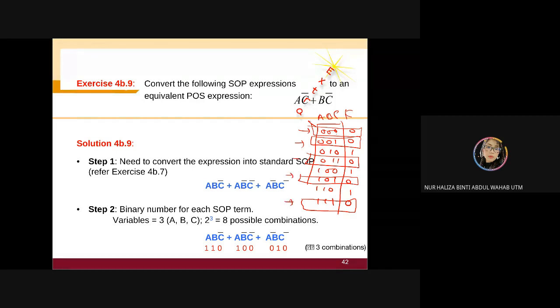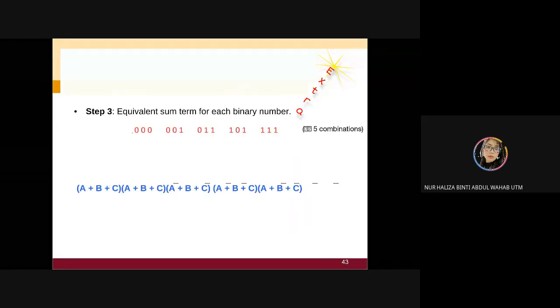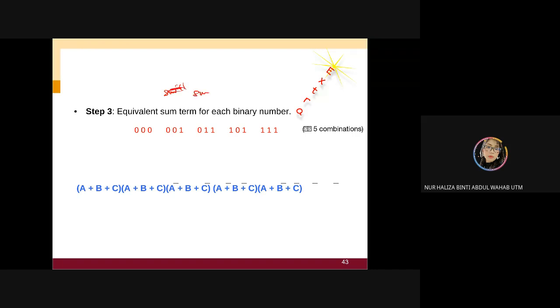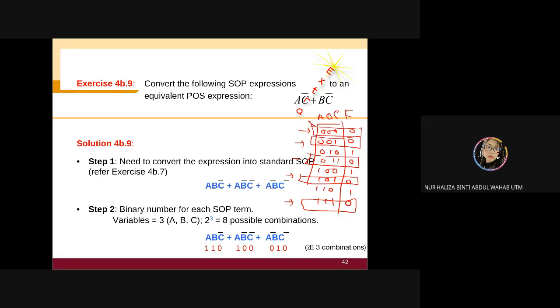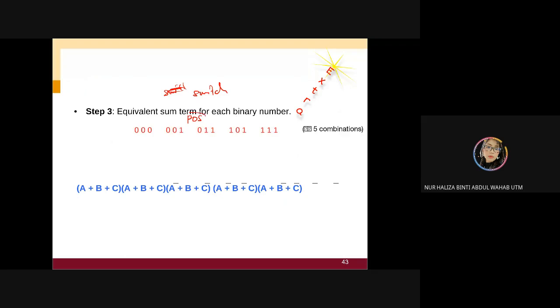From here, okay, go to the next slide. This is all the values that you pick from the table you were drawing just now, and switch your mind. Now you are dealing with POS. Why? Because you are picking from output 0, output 0, output 0, output 0, and output 0. So you are picking at the output 0, it's going to be switched to POS.